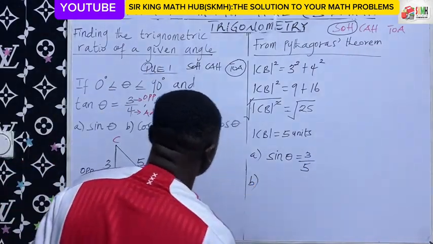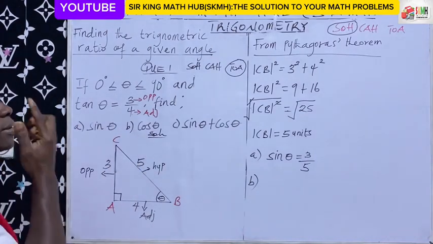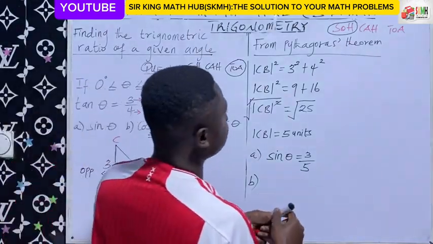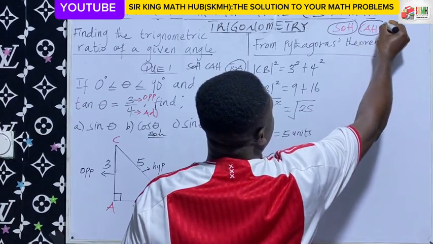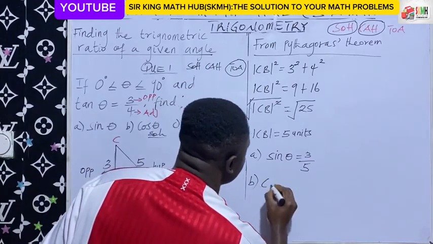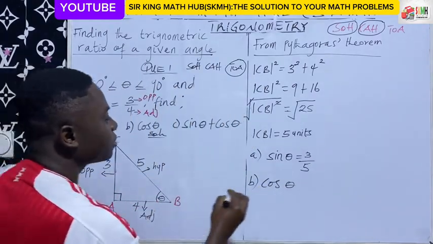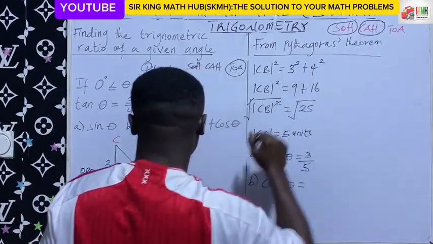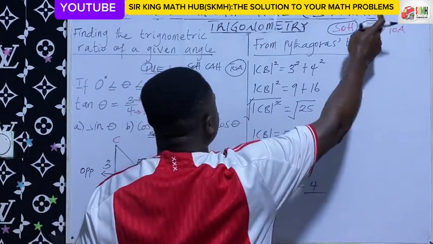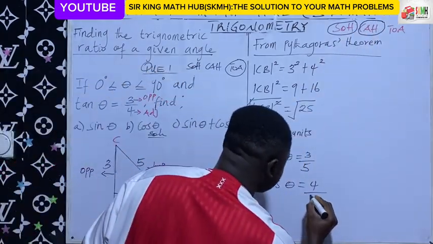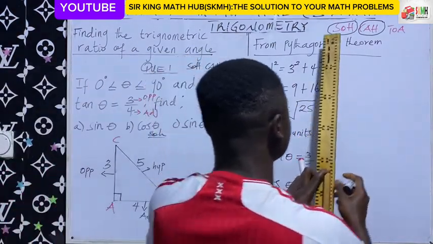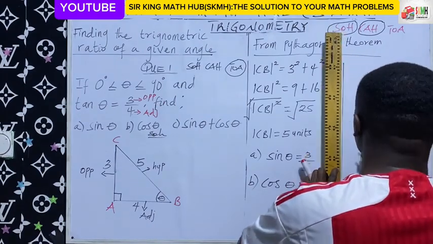We can also do same for B, cos theta. Now from SOHCAHTOA, which of them relates to cos? So that is CAH. Okay. Now what does CAH say? CAH says that the cos of the acute angle here should be equal to the length of the adjacent. So here the length of the adjacent measures 4 units divided by the length of the hypotenuse, which is 5. So we are done with the B. Now finally to the C. Finally C.